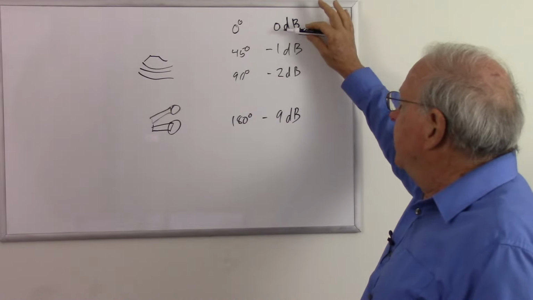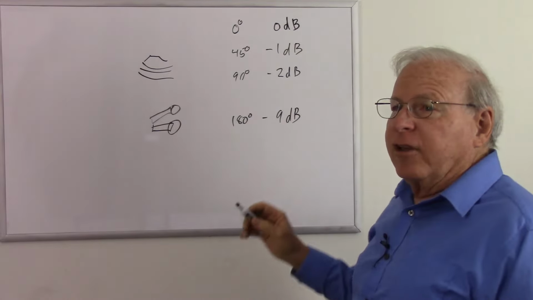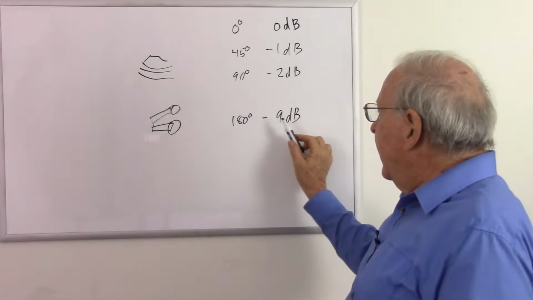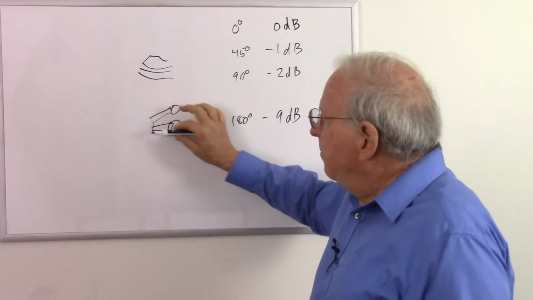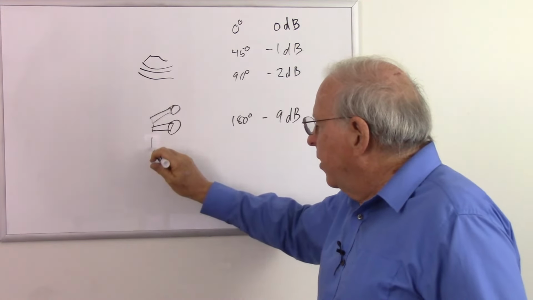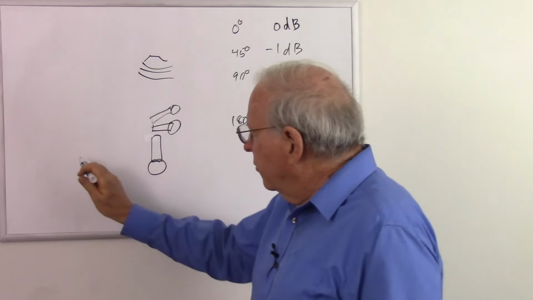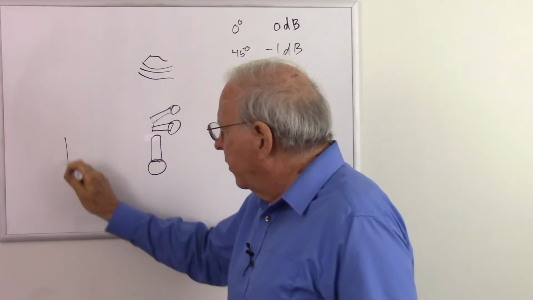9 dB is going to be doubling. So that's going to be 1/4, 1/4, that's going to be 1/8 of the energy being picked up when the microphone is pointed the wrong way. And so what we're going to do is our little plot here. So here's our chart.